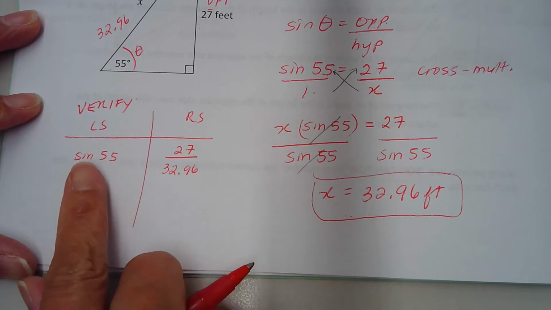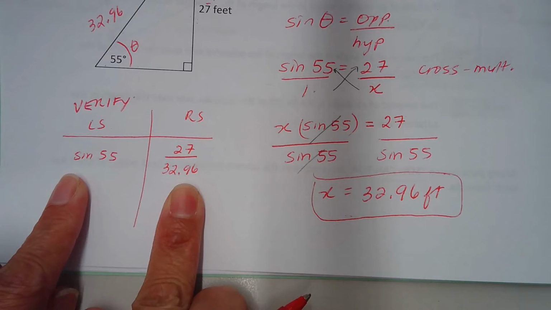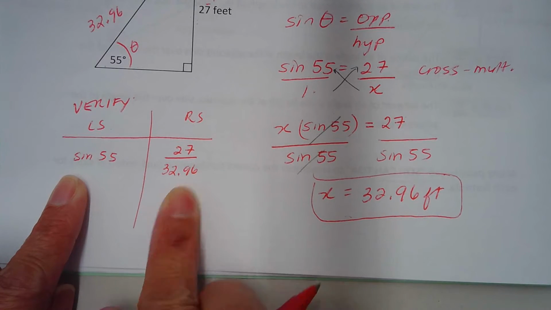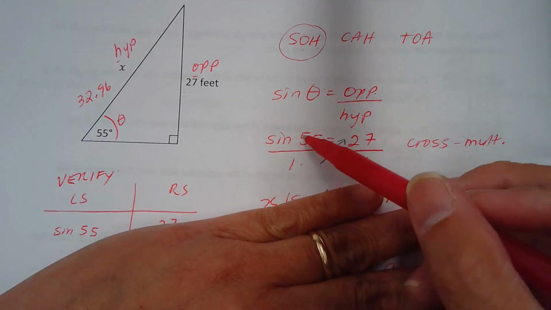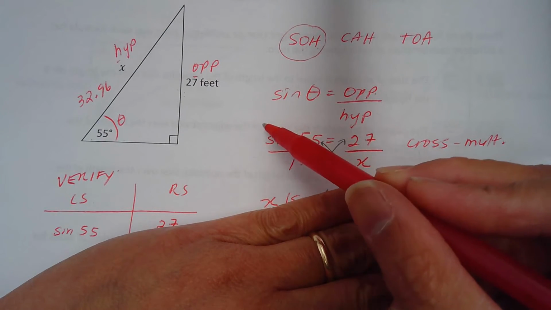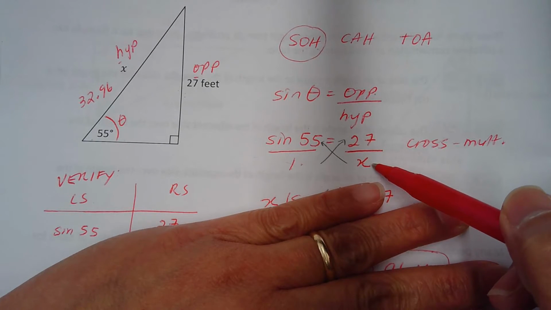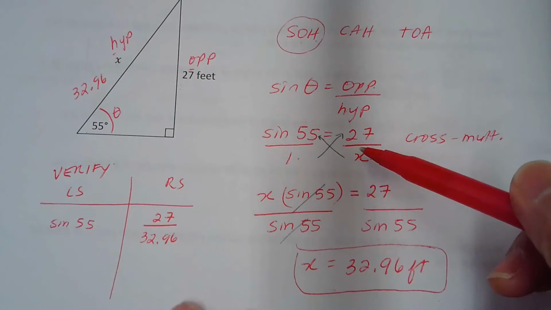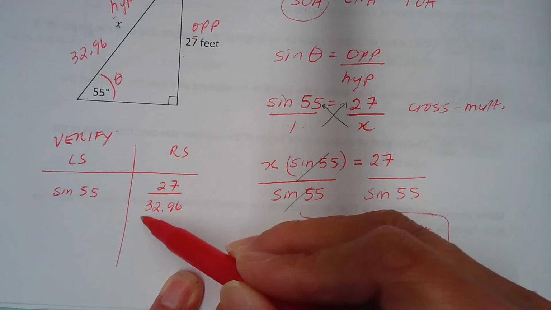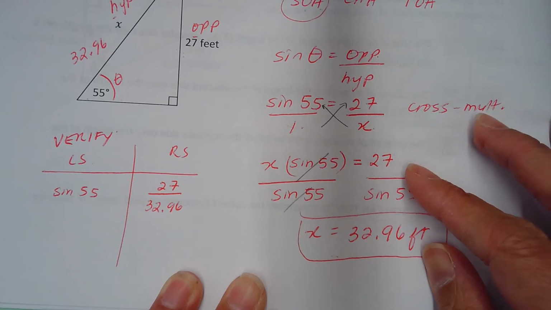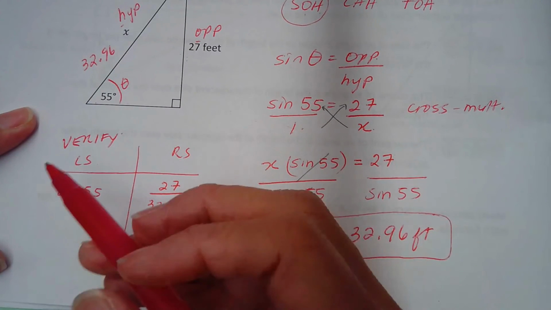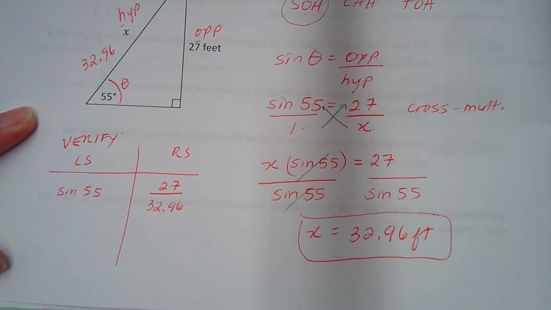Okay, so this is the left side and this is the right side. The left side of the equation is sine of 55, yes? The right side is 27 divided by x, right? So instead of x, I'm putting in the value. That's how we did it when we were checking, right? So type this in on your calculator. What's sine of 55?